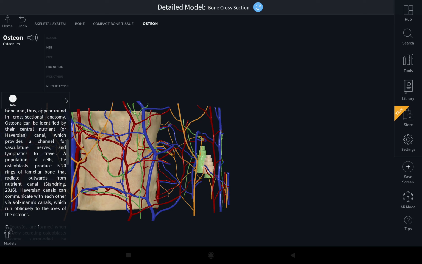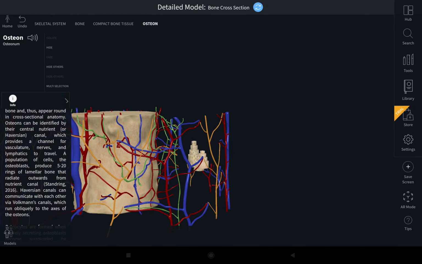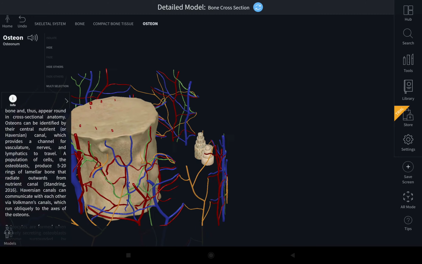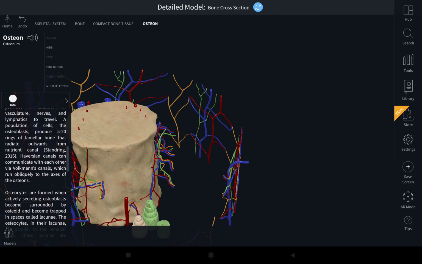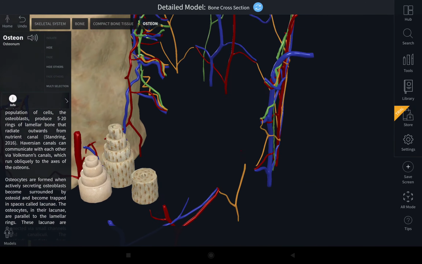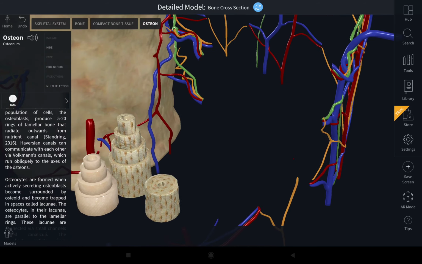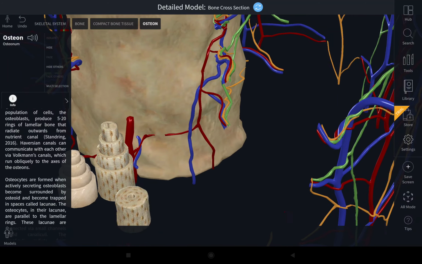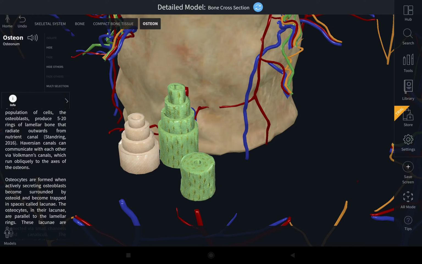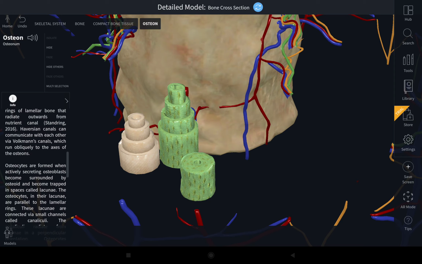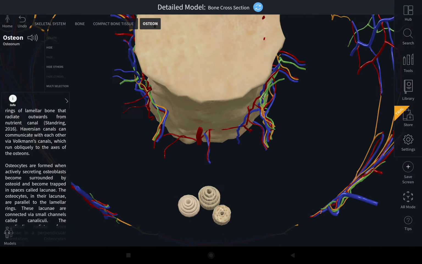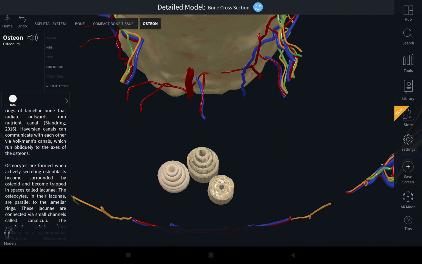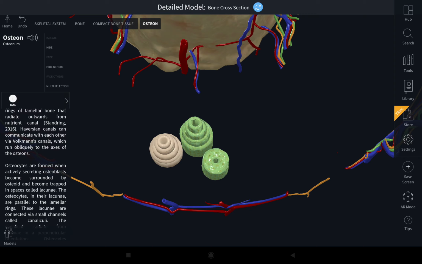Haversian canals can communicate with each other via Volkmann's canals, which run obliquely to the axis of the osteons. Osteocytes are formed when actively secreting osteoblasts become surrounded by osteoid and become trapped in spaces called lacunae. The osteocytes in their lacunae are parallel to the lamellar rings.